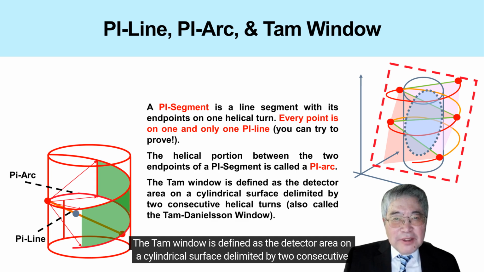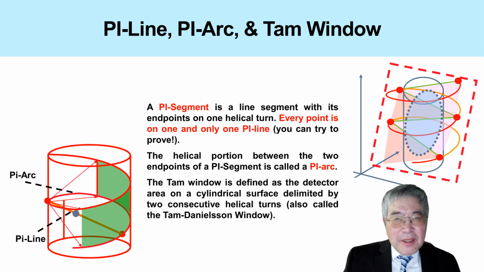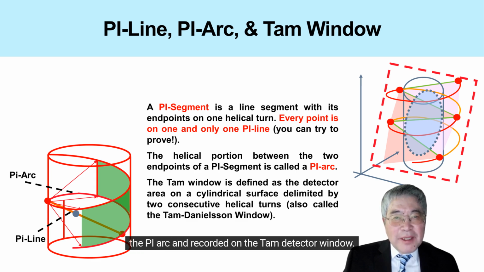The TAM window is defined as the detector area on a cylindrical surface delimited by two consecutive helical turns, which is also called the TAM-Danielson window, on which we distribute X-ray detector elements densely. Clearly, the PI segment can be viewed as a diameter of a sphere, and the blue ball is illuminated from the PI arc and recorded on the TAM detector window.